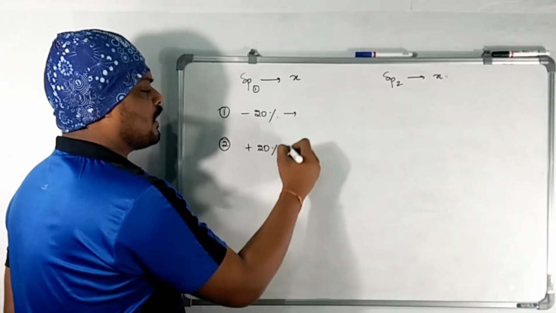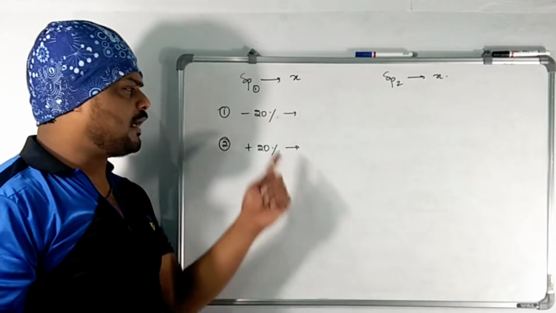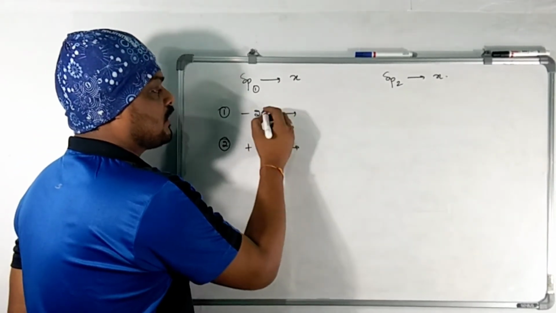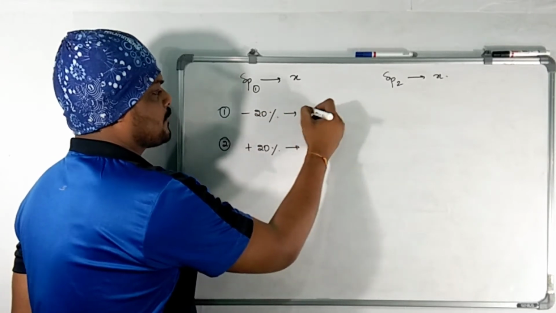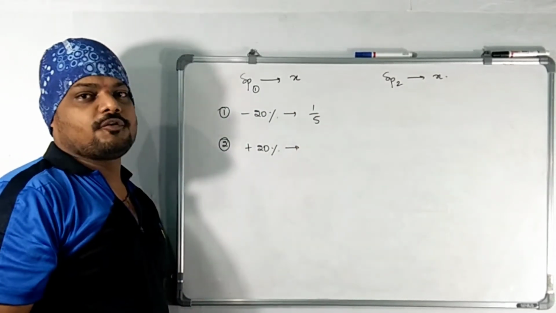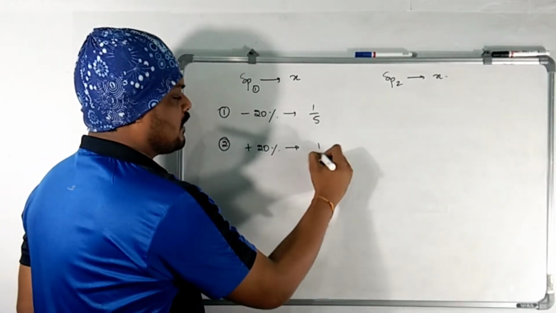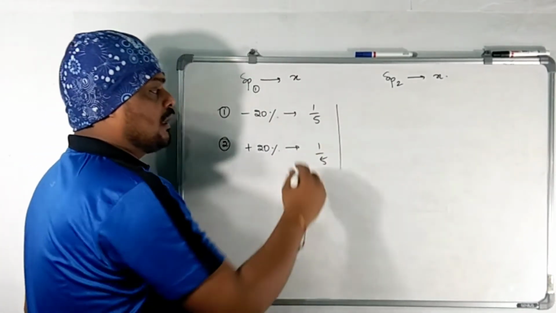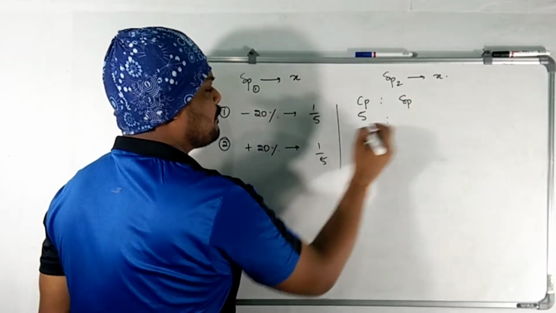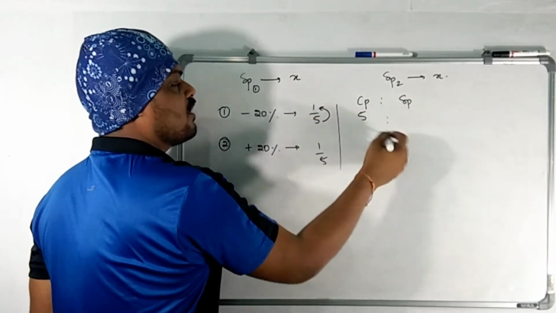So here let us try to convert. I am not trying to waste time, I am directly going into the ratio method. Let us convert these into ratio methods. What is the fraction value of 20%? It is 1 by 5, and here also it is 1 by 5. Later if I consider 5 as cost price, the selling price will become 4.